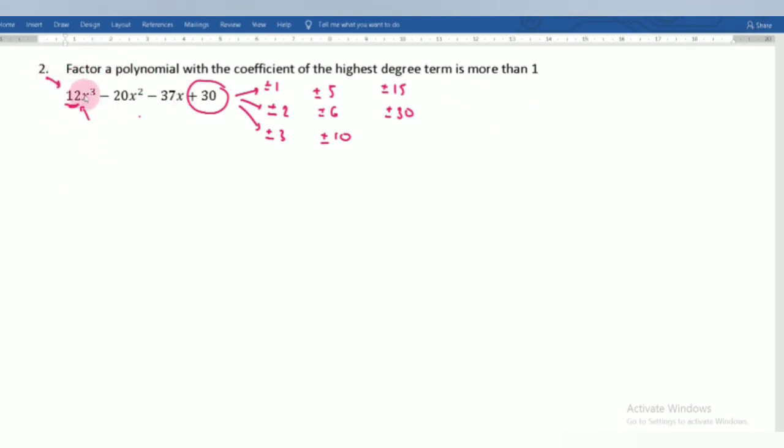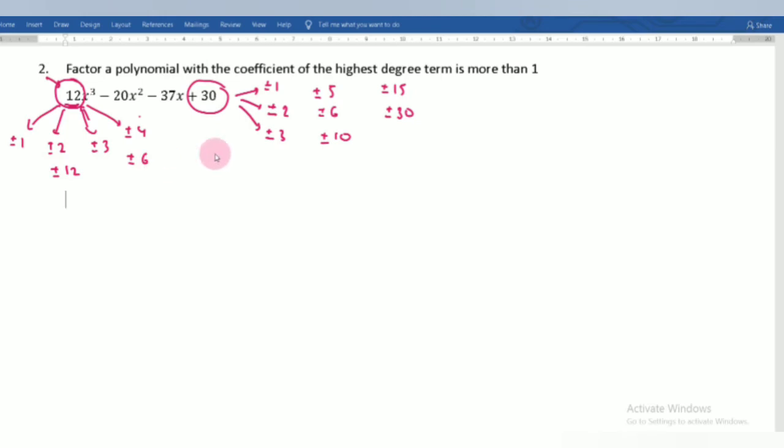But if the coefficient of the highest degree term is 12, there is something more that you need to consider, which is the coefficient of this first term, which is 12. So you also need to find all the factors of 12. So it is plus minus 1, plus minus 2, plus minus 3, plus minus 4, plus minus 6, and plus minus 12.